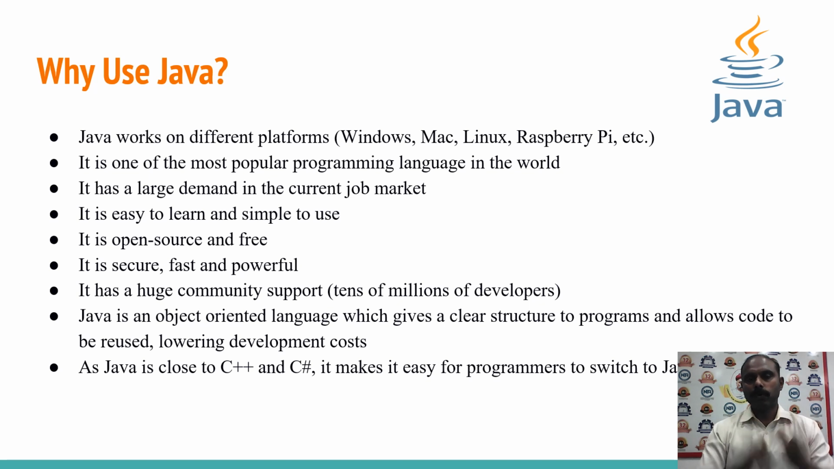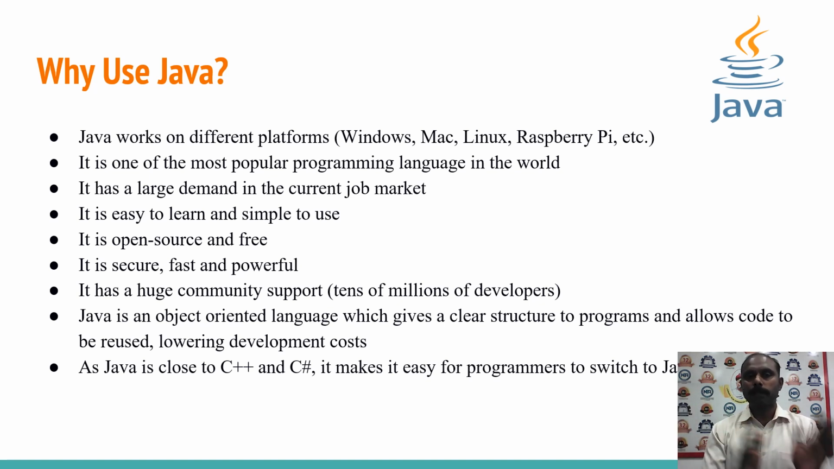Okay. Next, that's why I told you, it's an object-oriented language. Reusability is one of the features of object-oriented programming, along with encapsulation and polymorphism. These are some of the principles of an object-oriented programming language, and Java is an object-oriented programming language.